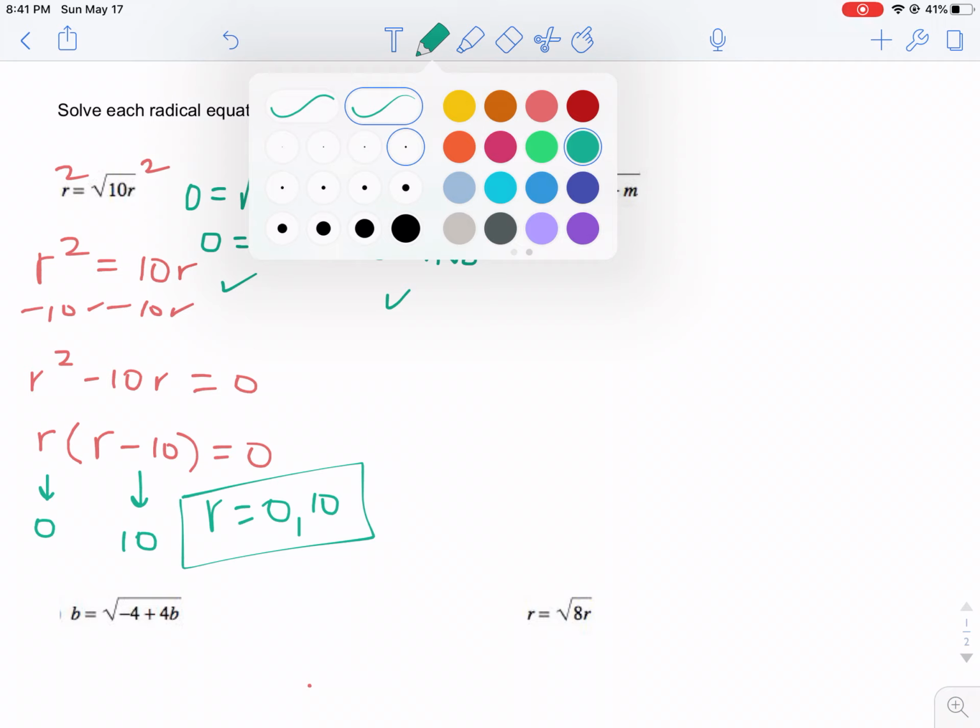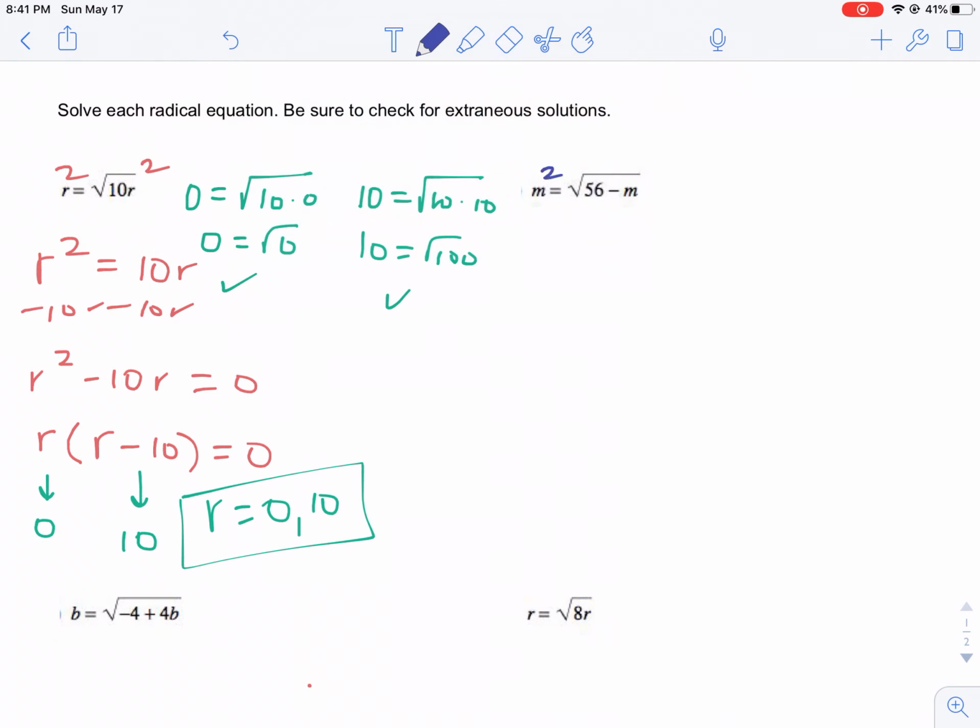For the next one, again, we are going to square both sides. This will leave us with m squared equals 56 minus m. We want to get everything on one side of our equation. We're going to add m to both sides, and take away 56 from both sides, so that'll give us m squared plus m minus 56 equals 0.